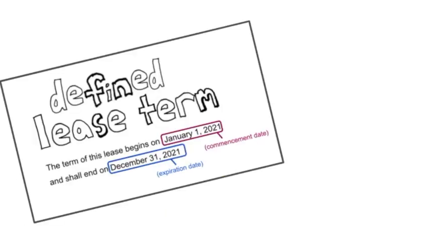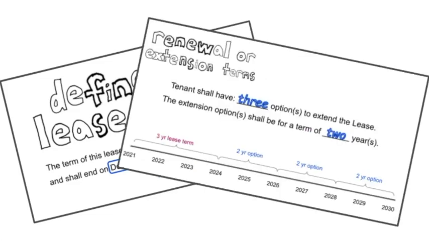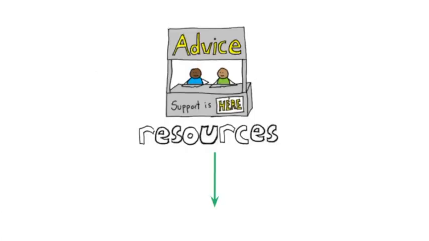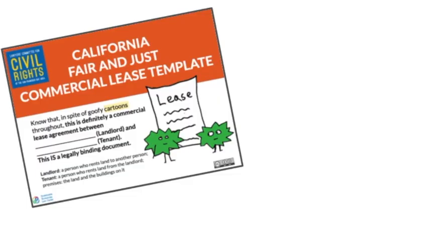Once you familiarize yourself with the meaning of words like term and option, it'll be easier to understand what you're signing. To learn about other things you should know about your lease, check out our resources below.